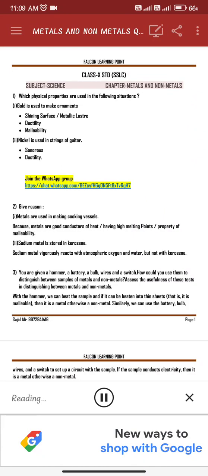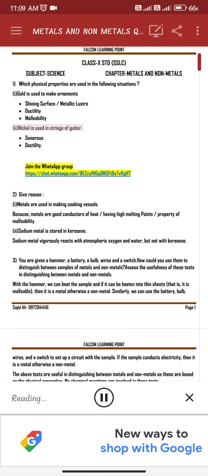SSLC. Subject Science. Chapter Metals and Non-Metals. 1. Which physical properties are used in the following situations? I. Gold is used to make ornaments. Shining surface, metallic luster. II. Gold is used to make ornaments: Ductility, Malleability.